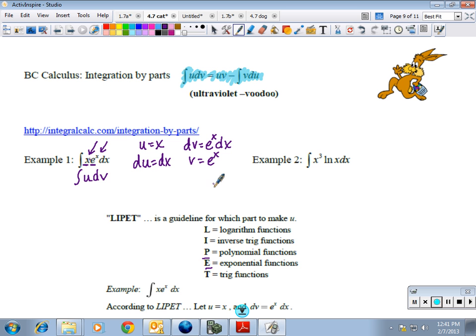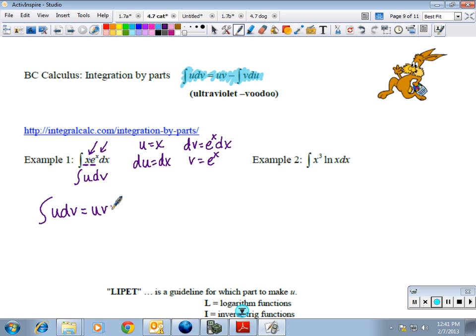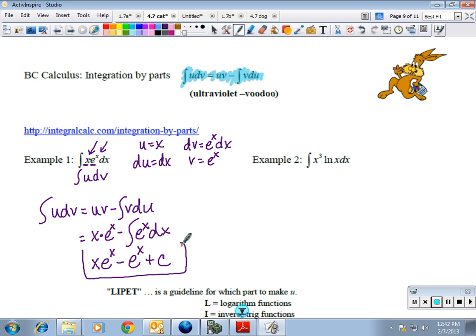So now we're just going to fill it in our formula. We're going to get rid of LIPET. See ya, LIPET. And we're just going to fill it in. The integral of u dv equals uv minus the integral of v du. And we're just going to fill it straight in. U, x, times v, e to the x, minus the integral of v, e to the x, times du, dx. This is my new thing that I'm trying to integrate. So this is already integrated. I just bring it down. I integrate e to the x. Well, it's e to the x, and I put my plus c, and that is my answer.